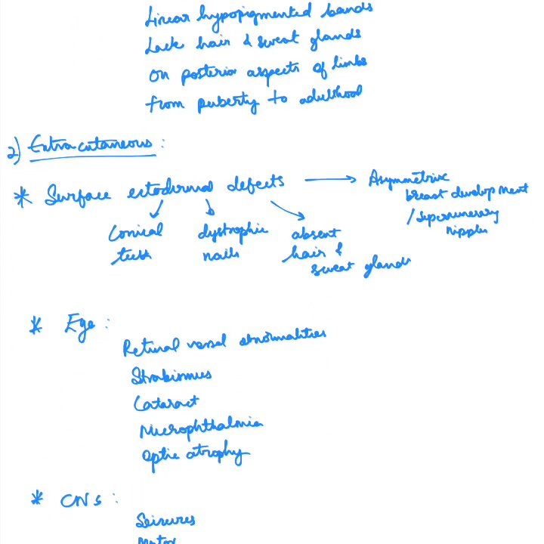Coming to extracutaneous manifestations, there are going to be surface ectodermal defects. So there can be missing teeth or conical teeth, dystrophic nails, linear absence of hair and sweat glands, and asymmetric breast development or supernumerary nipples.